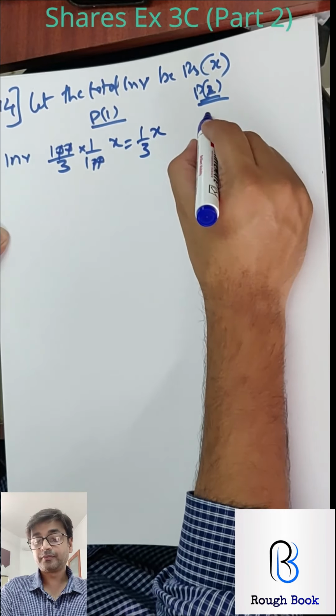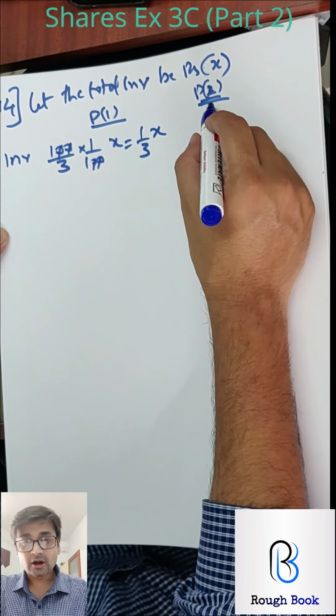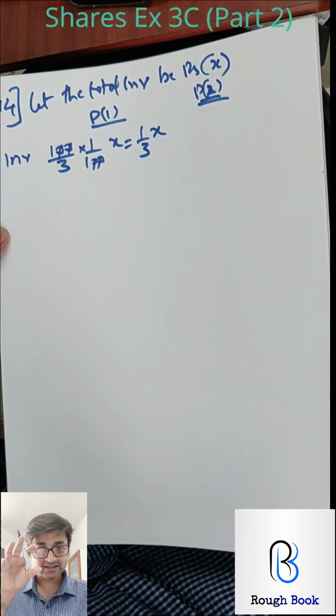So what will be part 2? Now you don't need to understand how to get part 2. It's very simple. Total is X.